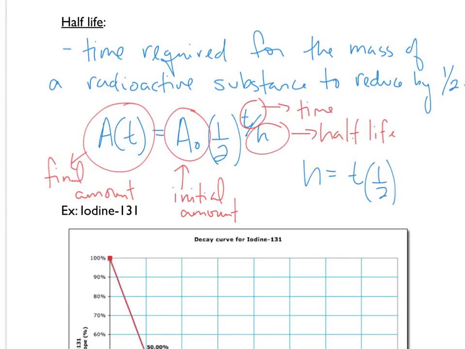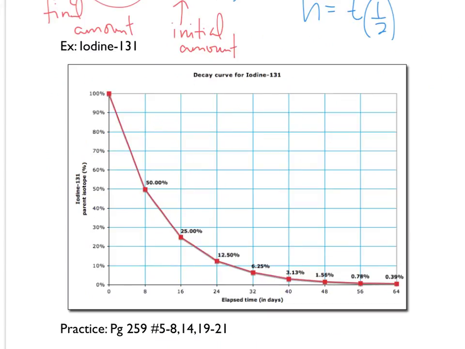Now, if you're looking for your final amount or your initial amount, and you have your half-life and your time that has elapsed, that's easy to do. You just plug it into the formula. If you are looking for your time or your half-life, you're going to have to use logarithms to get the exponent down.